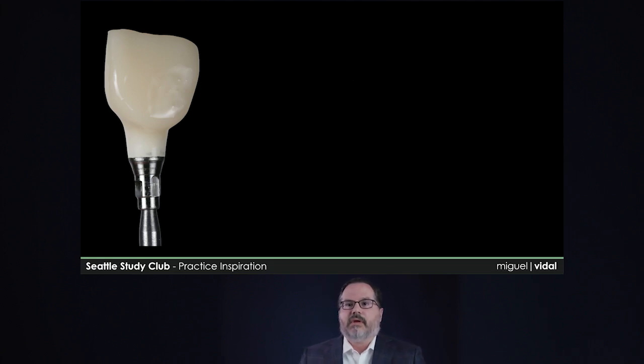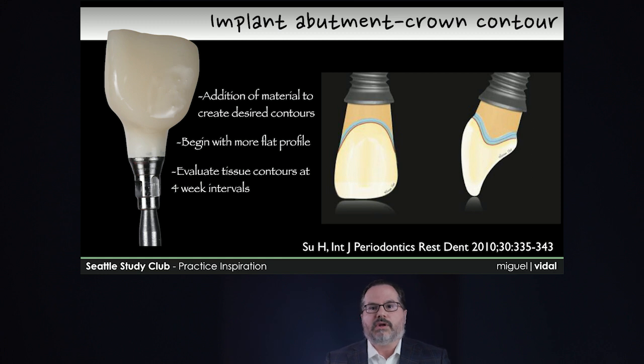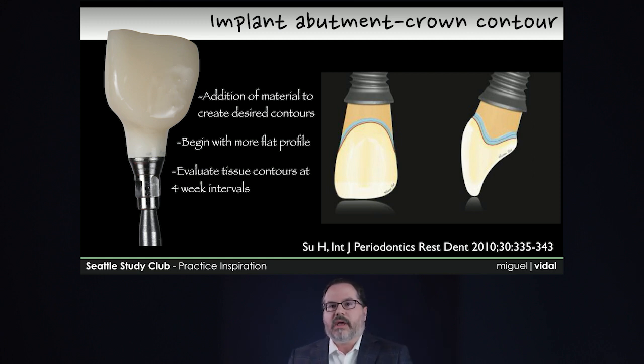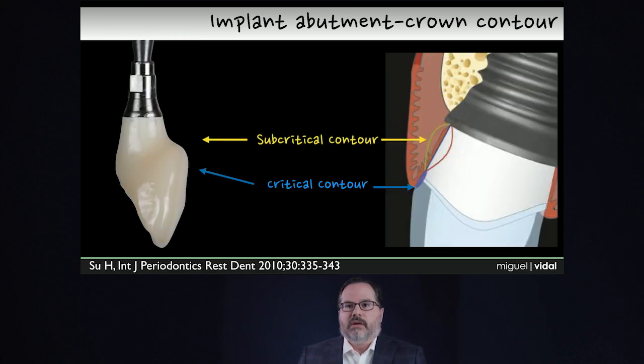So when we talk about implant abutment crown contours, we want to start with a flatter profile and evaluate our tissue contours at 4-week intervals. Let's spend some time here talking about the critical and subcritical contours. Very important topic. So the critical contours will refer to the part of the crown that goes slightly subgingival and where the abutment starts. The subcritical contour will refer to the abutment, all the part of the abutment onto the platform of the implant. Modifying each of these changes our soft tissue profile differently.